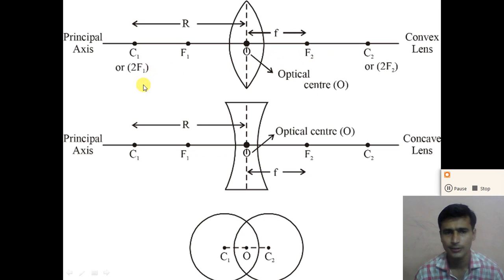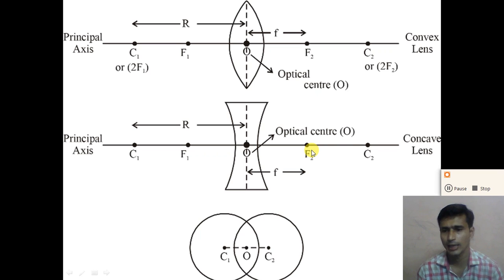In the concave lens, when the rays of light parallel to the principal axis are incident on the concave lens, the rays diverge from each other and will appear to pass from this point. So this point is called the principal focus. So the concave lens and the convex lens each have two principal foci.